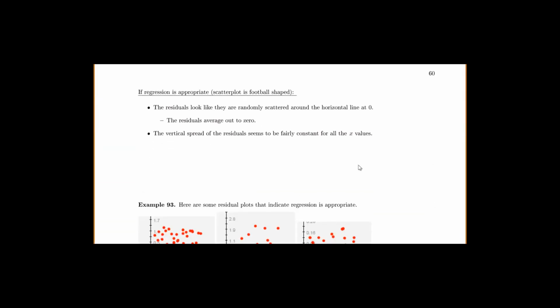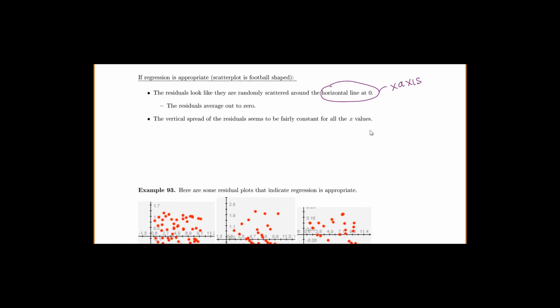If regression is appropriate, and our textbook likes to say that the scatter plot is football shaped, then the residuals are going to look like they're just randomly scattered about. Scattered about where? The horizontal line at 0, so randomly scattered about the x-axis. Also, because some residuals are positive and some are negative, they're going to average out to 0. And the vertical spread of the residuals seems to be fairly constant for all the x values. We're going to talk about what all that means.